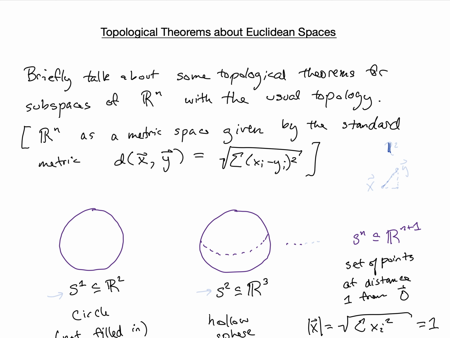So, if we're talking about R2, for example, and we've got 2 points, it's just the standard distance, the length of the straight line between the 2 points, X and Y.